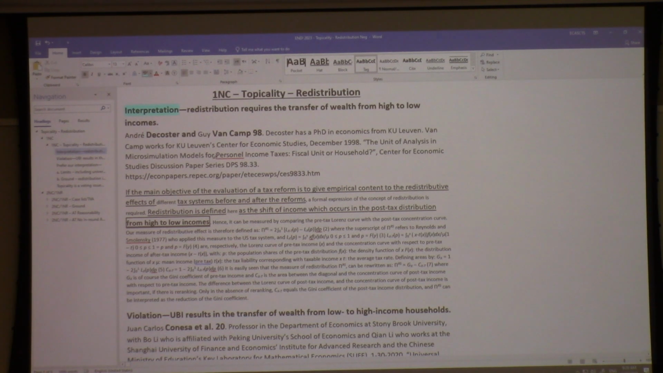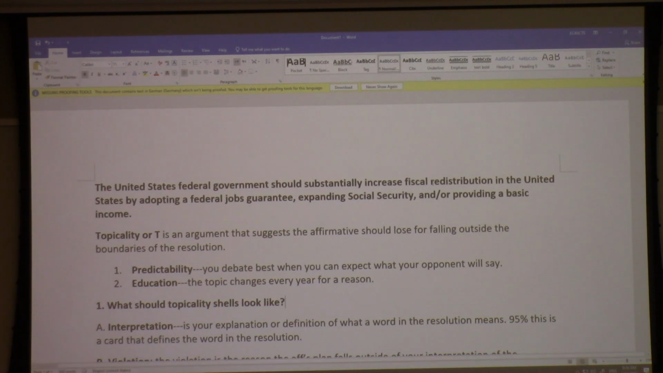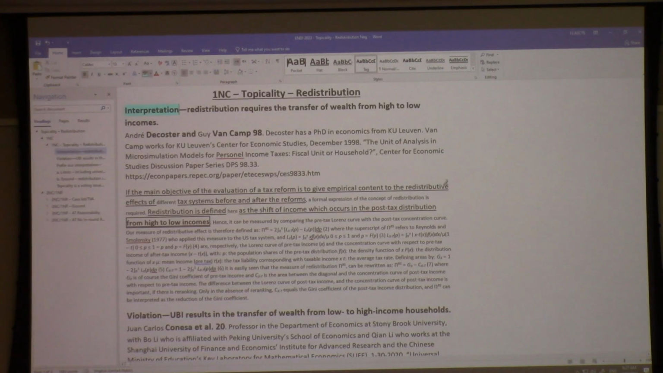Yeah, Richie. Yeah, and where does that appear in the resolution? It appears in the resolution where it says the United States federal government should substantially increase fiscal redistribution. Right. So every affirmative is going to have to weigh in on this part of the resolution that says fiscal redistribution. They could be a federal jobs guarantee, they could expand Social Security or provide basic income. We agree about that, but even if they do that, they still need to follow this part of the resolution, which is increasing fiscal redistribution.